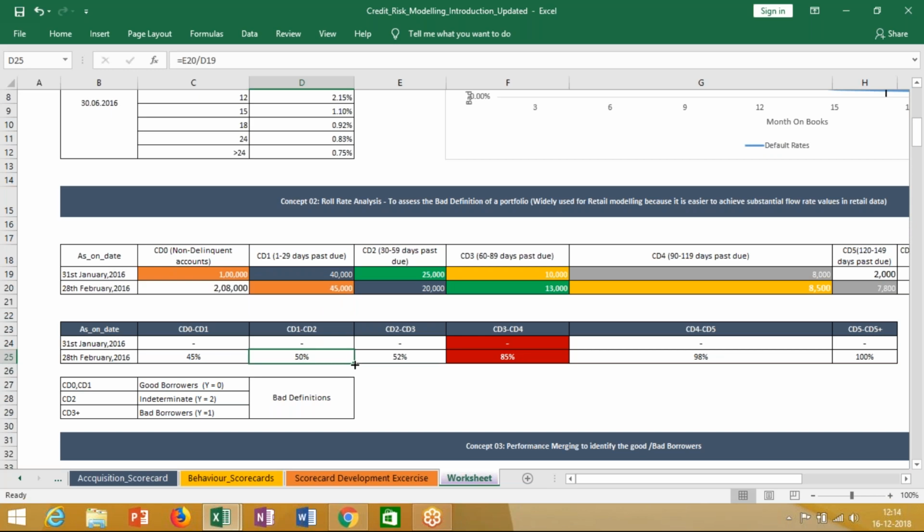Okay. The next part is that on 31st Jan, there was a balance of 40,000 rupees, or dollars, whatever the currency is, which was one cycle delinquent. Now 20,000 of that has flown down to 30 to 59 days past due. So 20,000 of this balance has rolled over to the next bucket.